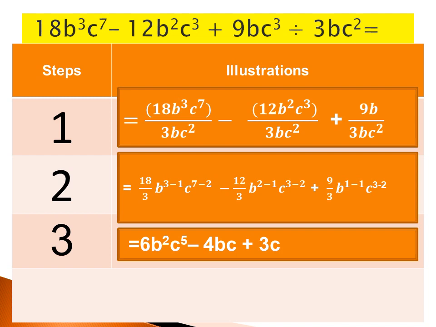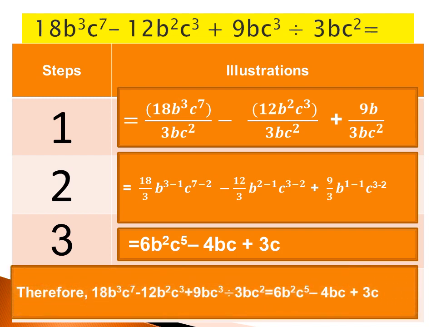b raised to 1 minus 1, that is 0. So b raised to 0 is 1, no need to write b. Then c raised to 3 minus 2 is equal to c. So therefore, the quotient of the given 18b raised to 3 c raised to 7 minus 12b raised to 2 c raised to 3 plus 9bc raised to 3 divided by 3bc raised to 2 is equal to b squared c raised to 5 minus 4bc plus 3c.